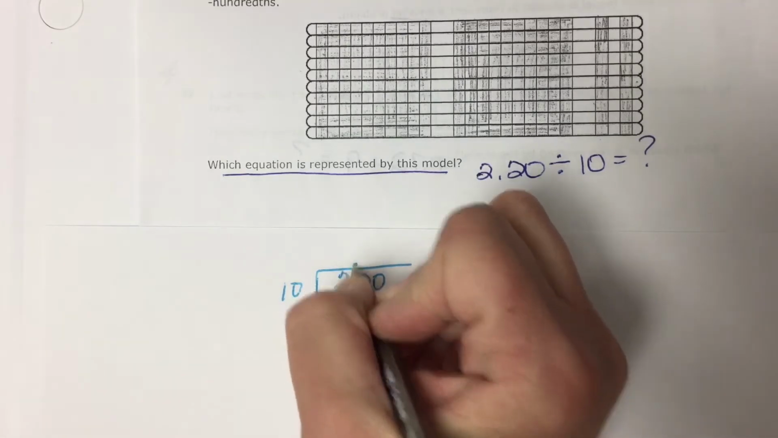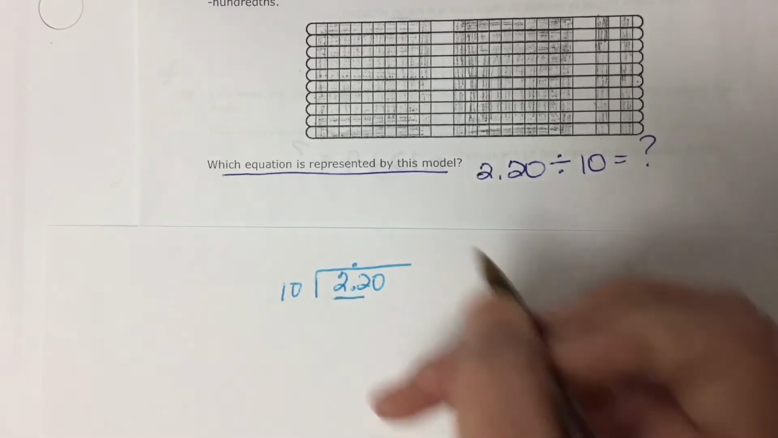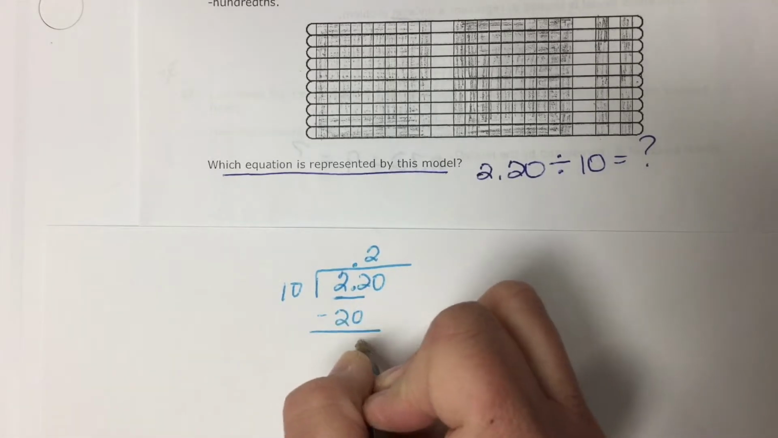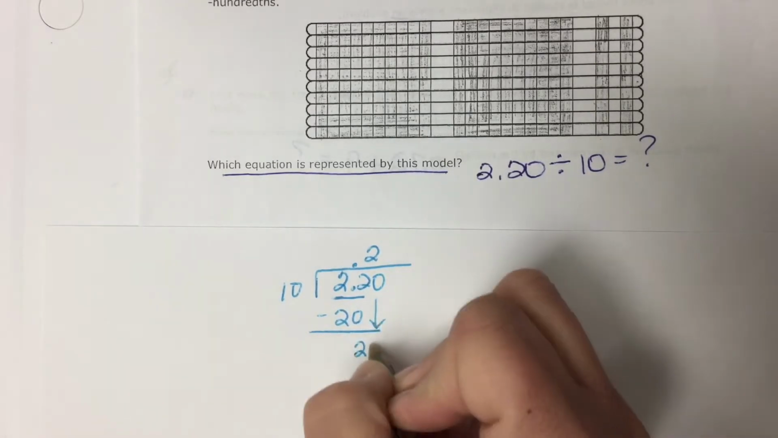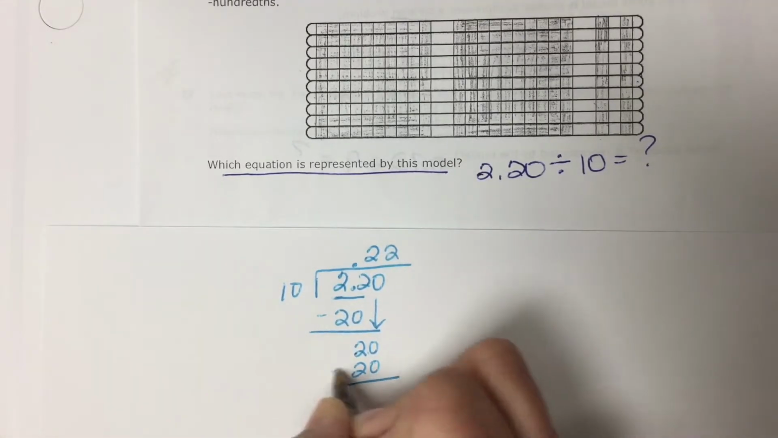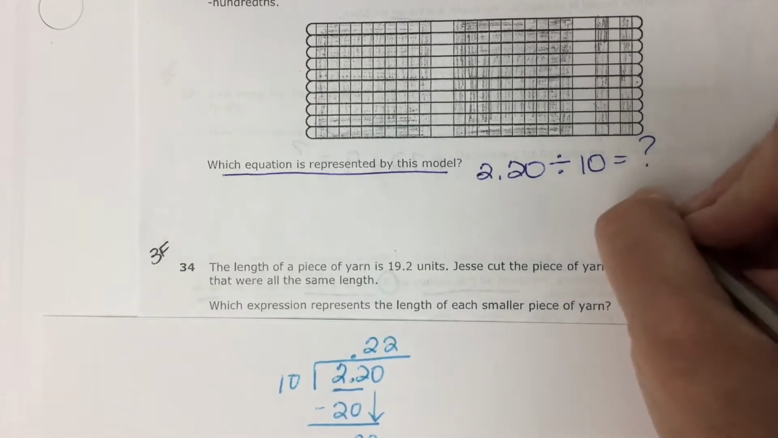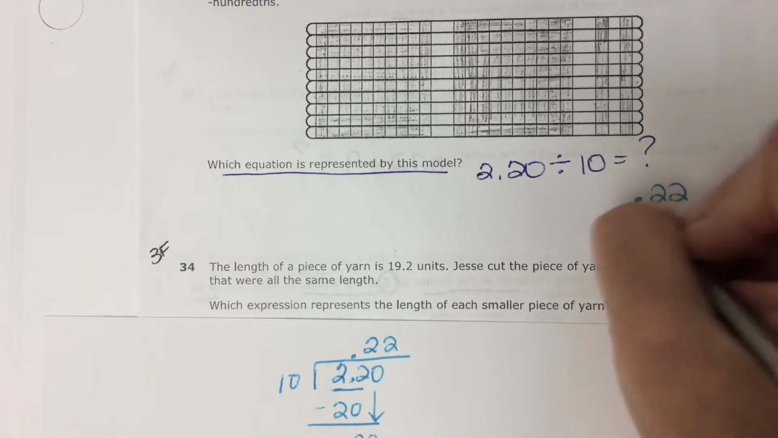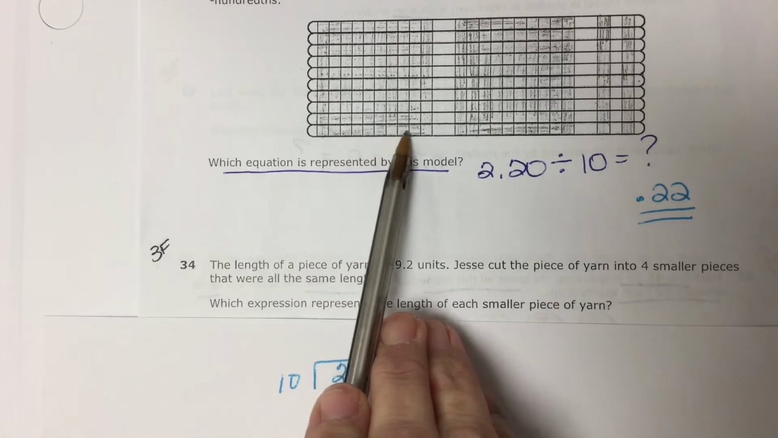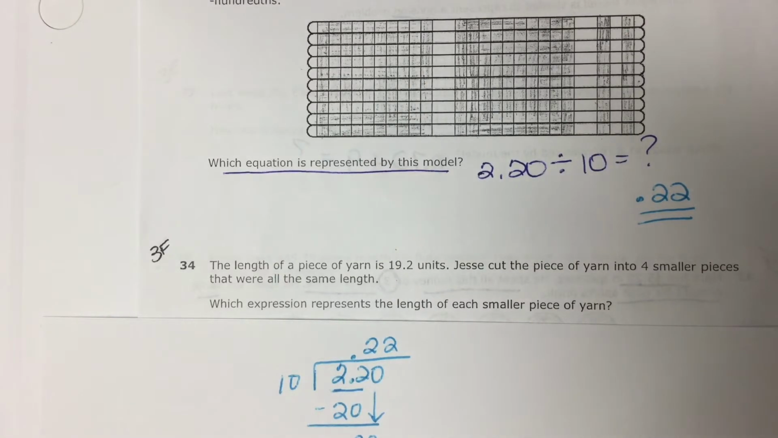Okay, so you should have brought your decimal up. 10 won't go into 2, but it'll go into 22 2 times. 10 times 2 is 20. Subtract. You get 2. Bring down this 0. 10 will go into 20 2 times. 20 minus 20 is 0. 22 hundredths. So your answer would be 0.22. You could have also said 1, 2, 3, 4, 5, 6, 7, 8, 9, 10, 20, 21, 22. You're counting how many are in each group.